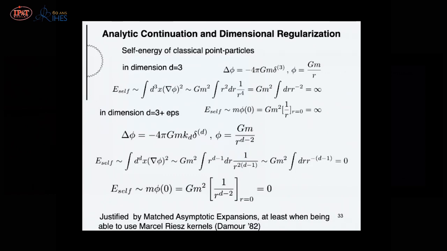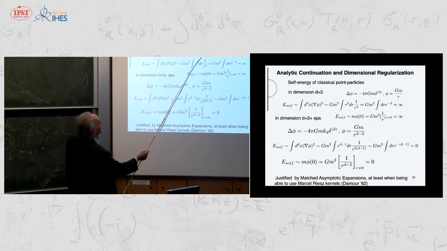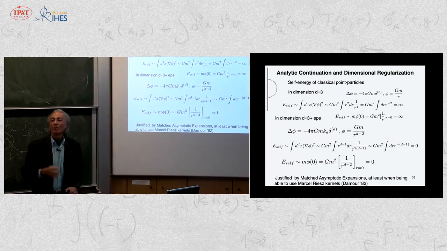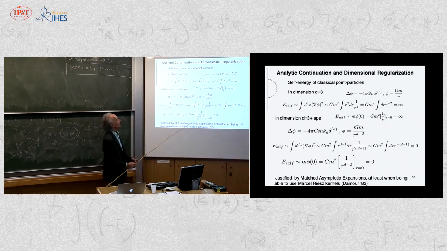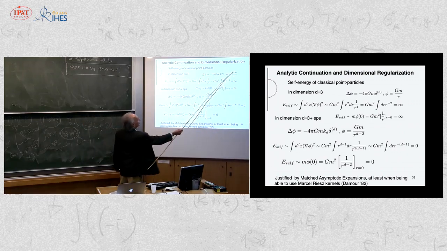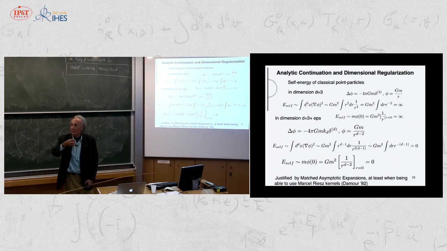Let me describe explicitly an example. If I have a Newtonian potential created in 3 dimensions by a point mass, this is a potential which is Gm over r, okay? If I compute this term, which is the gravitational energy of this Gm over r integrated over space, the gradient of 1 over r is 1 over r squared. When I take the square, it's 1 over r to the 4. I integrate over space, it's dr over r squared. It is infinite.